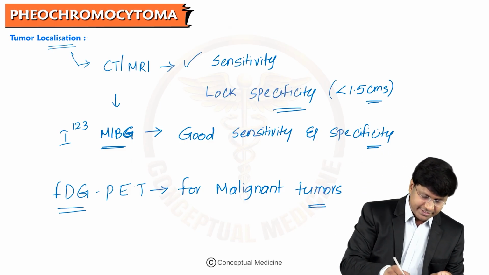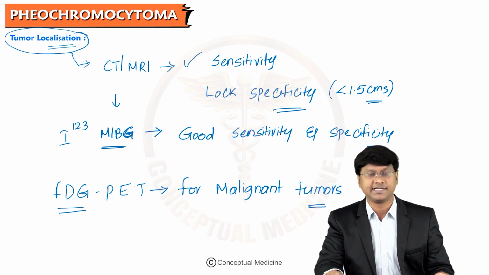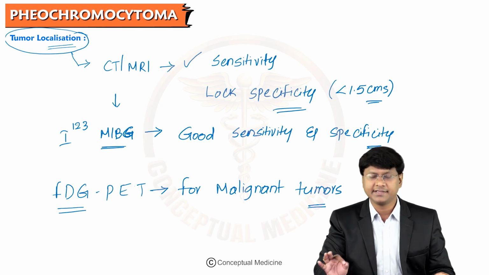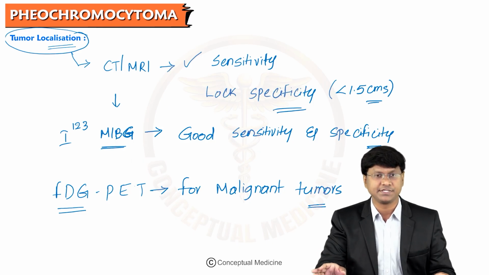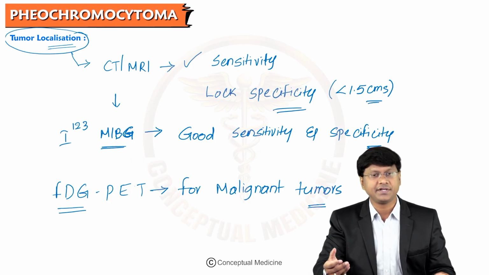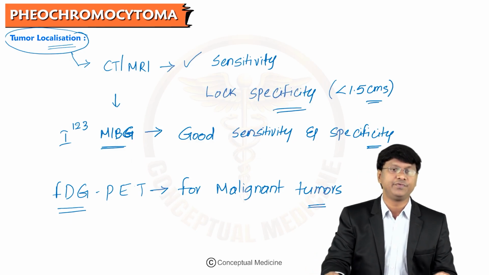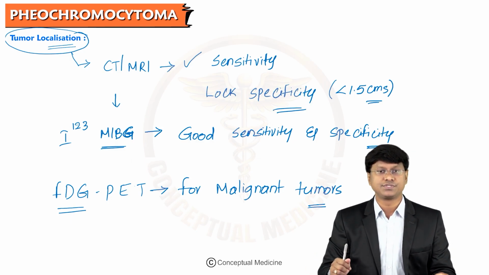So, these are your imaging studies for tumor localization. CT or MRI have good sensitivity but poor specificity. Iodine 123 MIBG scan, that is meta-iodo-benzyl guanidine scan, has very good sensitivity and specificity. And for localization of the extra-adrenal pheochromocytomas, we do the fluorodeoxyglucose positron emission tomography.